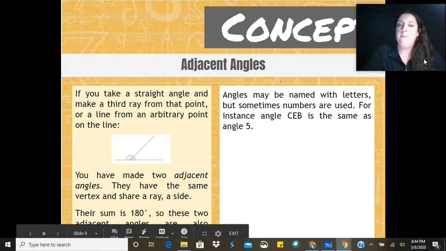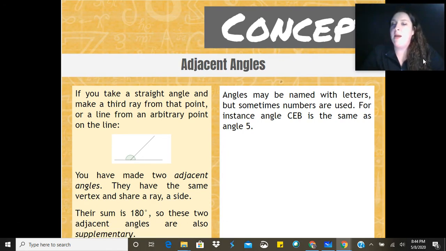Then it says angles may be named with letters, but sometimes numbers are used for brevity. Angle CEB is the same as angle 5. That's fine. We've seen that before. That's not something that we're really learning, okay?